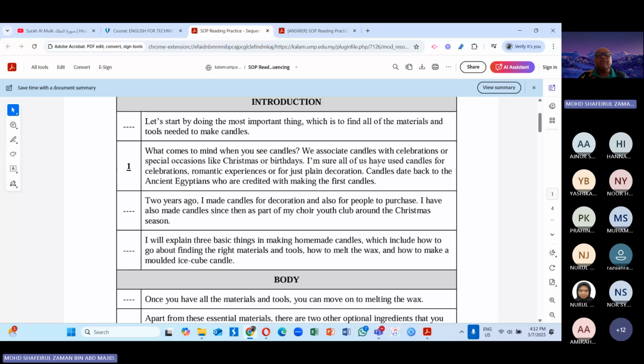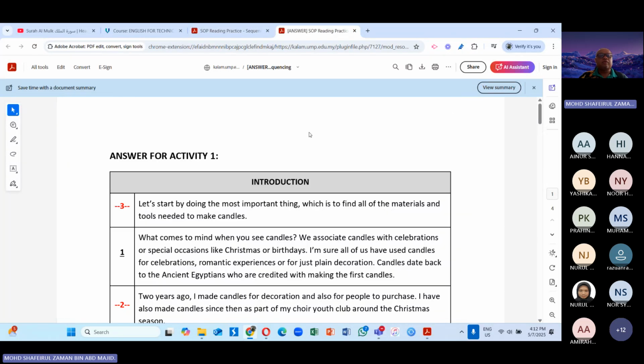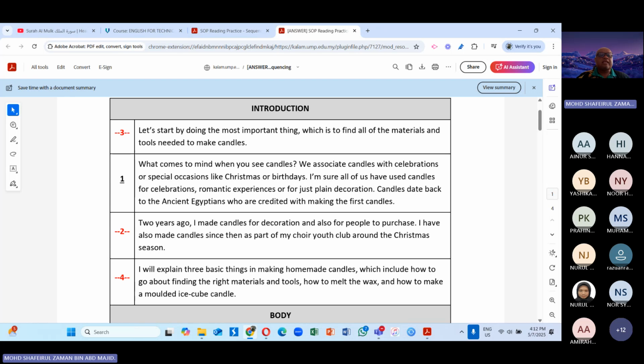All right, so let's have a look at the answers. These are the answers for this activity. So number 1, you know about it, and how to make or identify which one is going to be number 2, number 3, and so on. In the introduction itself, there are 4 sentences. The first one has been given to you. So number 2 here: 2 years ago, I made candles for decoration and also for people to purchase. I have also made candles since then as part of my choir youth club around the Christmas season.